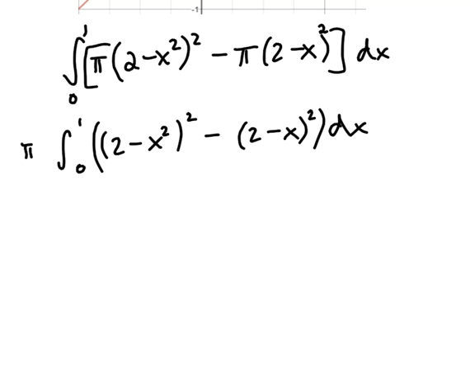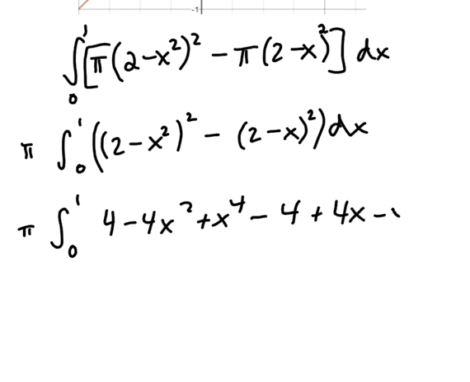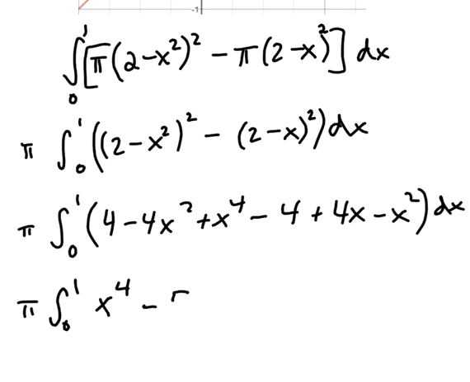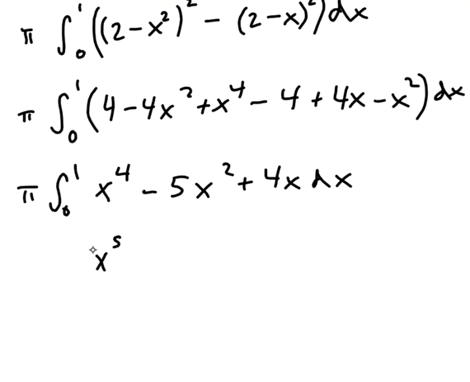So when we FOIL out those two binomials, 0 to 1, we have 4 minus 4x squared plus x to the 4th minus 4 plus 4x minus x squared all dx. And we'll combine our like terms. And then do our integral.